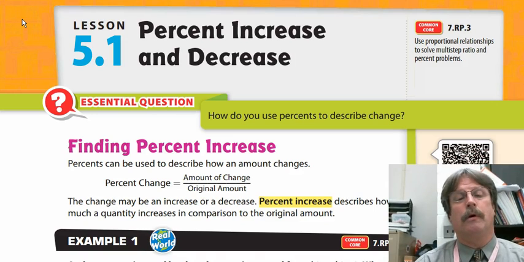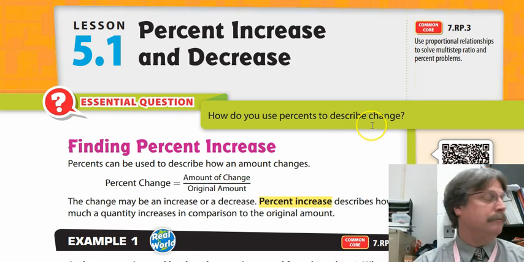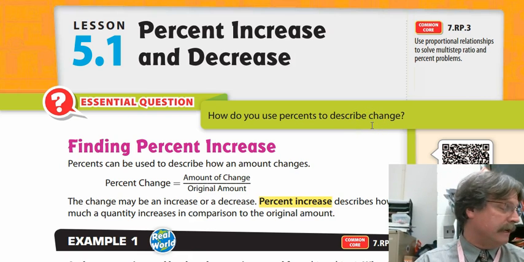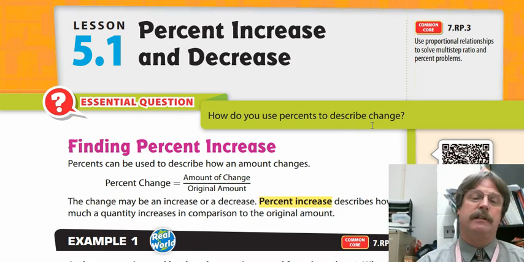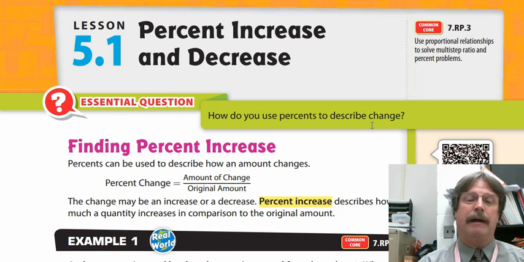In lesson 5.1, increase and decrease, we're going to talk about 7-point RP3, ratios and proportions, using proportional relationships to solve multi-step ratios and percent problems. How do we use percents to describe change? Specifically, we're going to look at percent change, which is an increase or decrease, and is always the amount of change divided by the original amount.